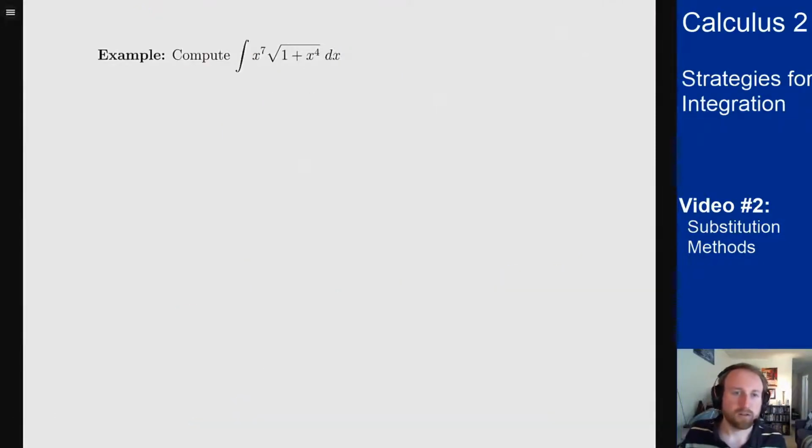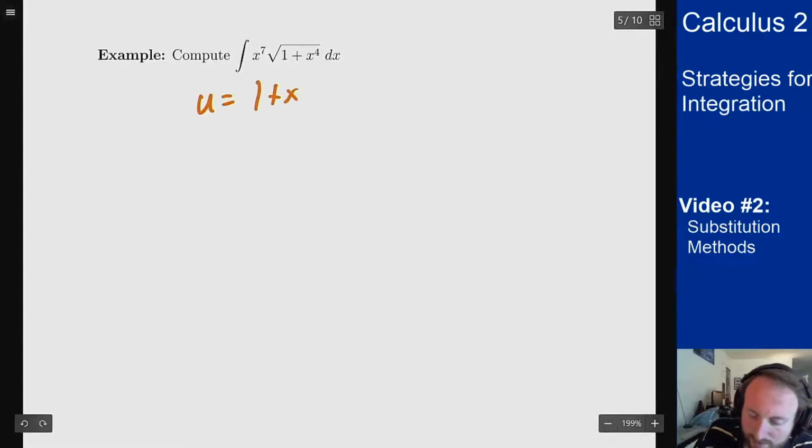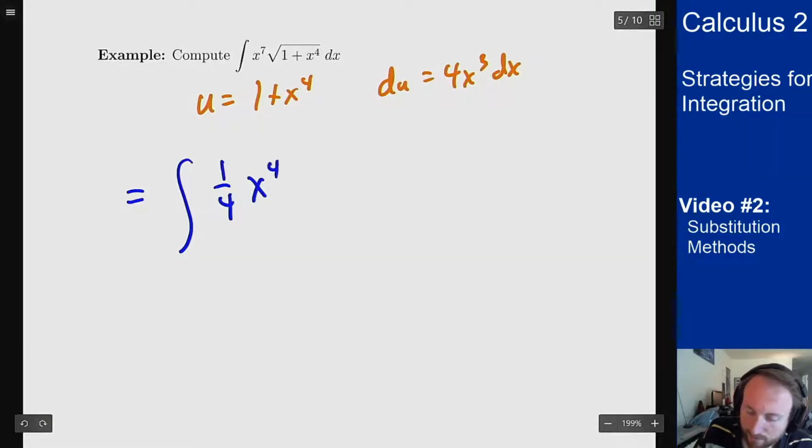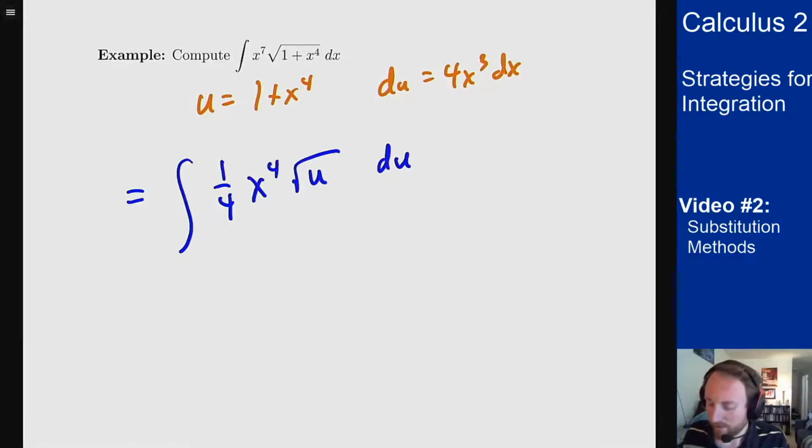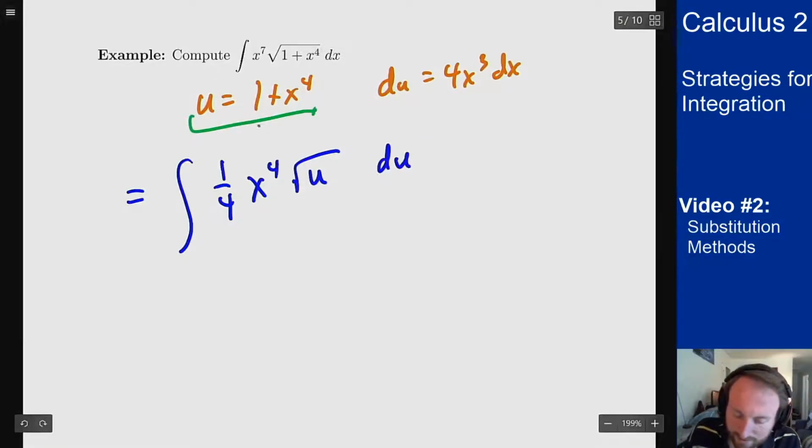Here's our first example, x to the 7th times root 1 plus x to the 4th dx. This is one where you're going to have to do some sort of solving out to get this problem to work out. So what you want to do here is make u the inside function. So u is 1 plus x to the 4th, making du 4x cubed dx. This then means this integral becomes an integral of 1/4 x to the 4th square root of u du. And I can then plug in for the x to the 4th using this setup here.